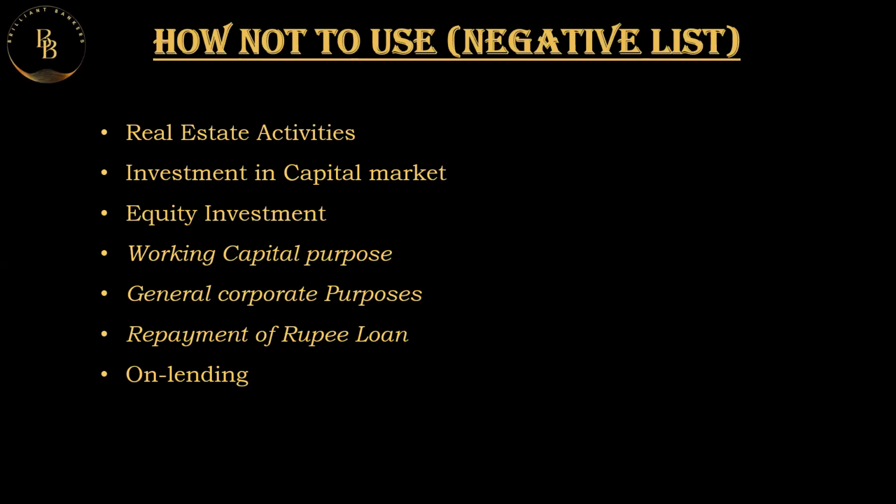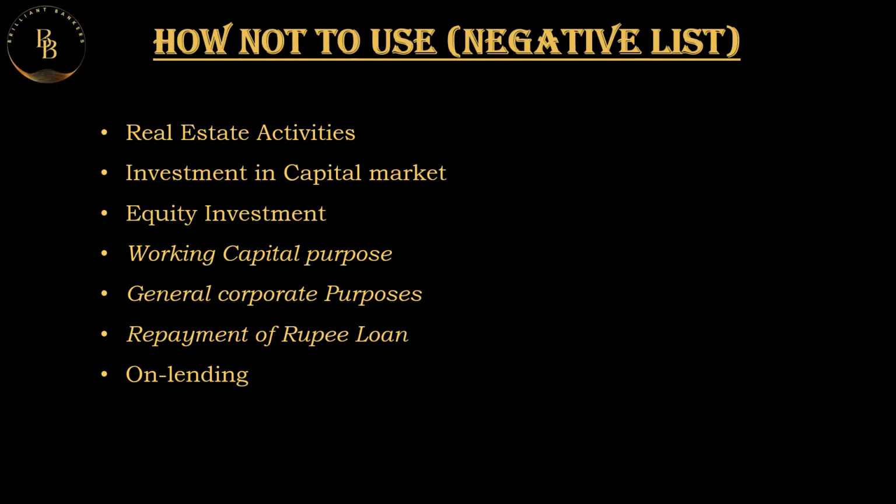But here, it can be invested in working capital purpose, general corporate purpose, or repayment of rupee loan by only the foreign equity holder. These are only permitted for the foreign equity holders, that is working capital purpose, general corporate purpose, and repayment of rupee loan, and onward lending is not permitted. All these come under the negative list of the ECB.